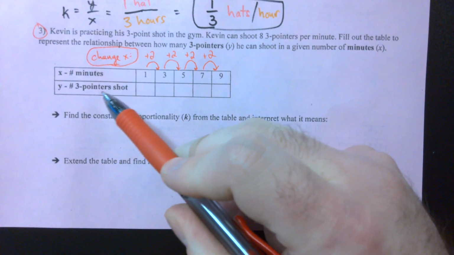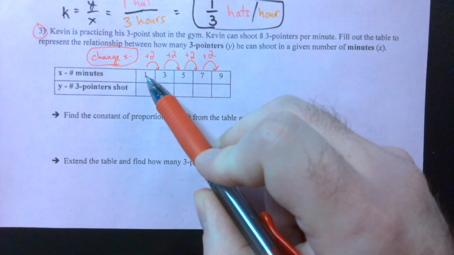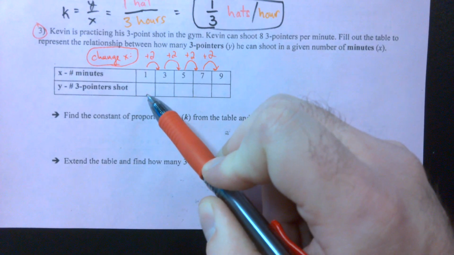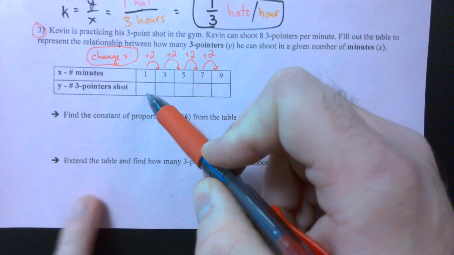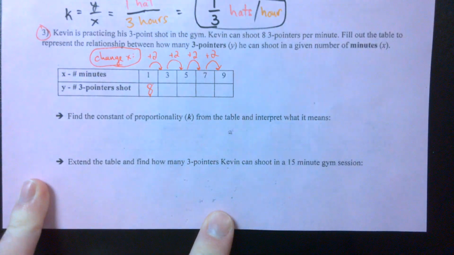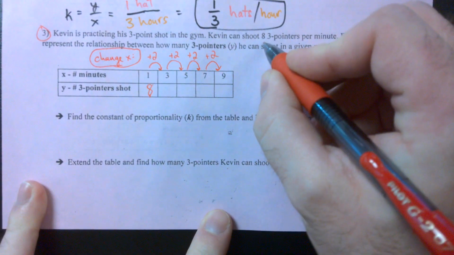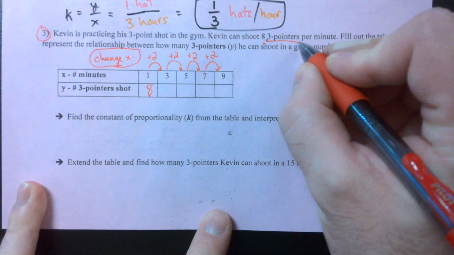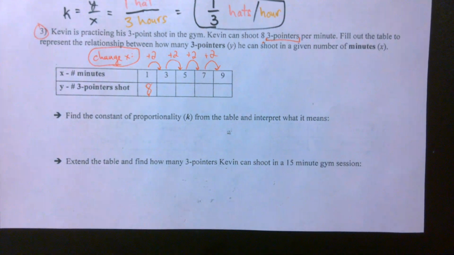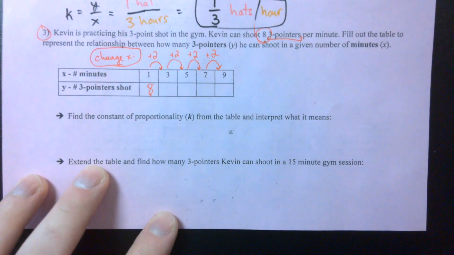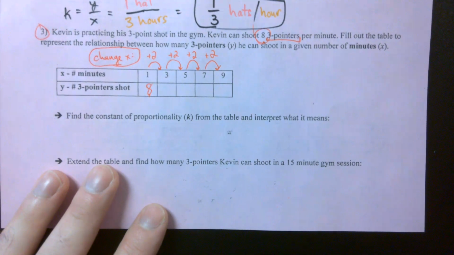So the number of 3-pointers shot after 1 minute, how many can he shoot in just 1 minute, Vanessa? 8. Now this is where it gets tricky, right? The shots are 3-point shots. How many can he shoot is 8, right?